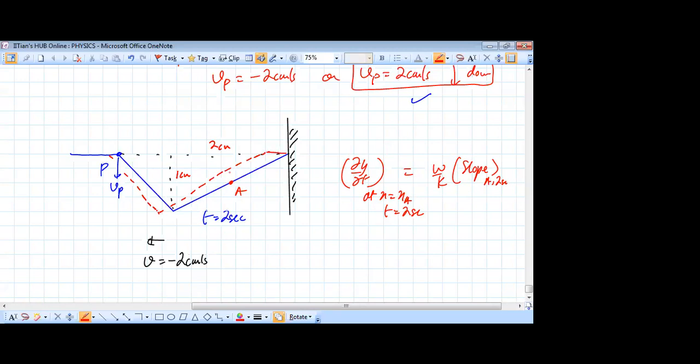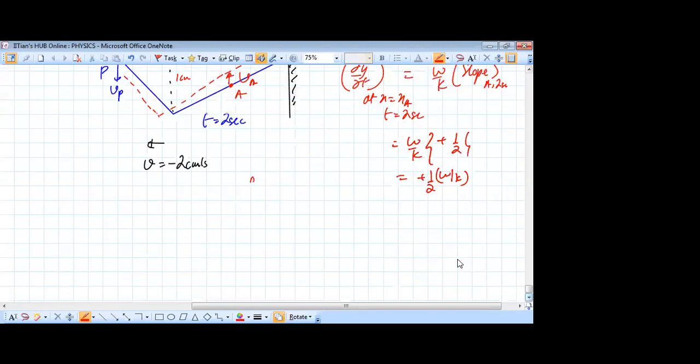This pulse would change shape like this. So the point A would be tending to go up, and it would have a velocity in the upward direction, which would be this quantity, omega by k into that slope. So omega by k into that slope would have been positive 1 by 2. So it would have been positive half of omega by k, and omega by k was 2 centimeters per second, which was the wave speed. So it would have been plus 1 centimeter per second upwards. That would be the particle velocity at the point E.